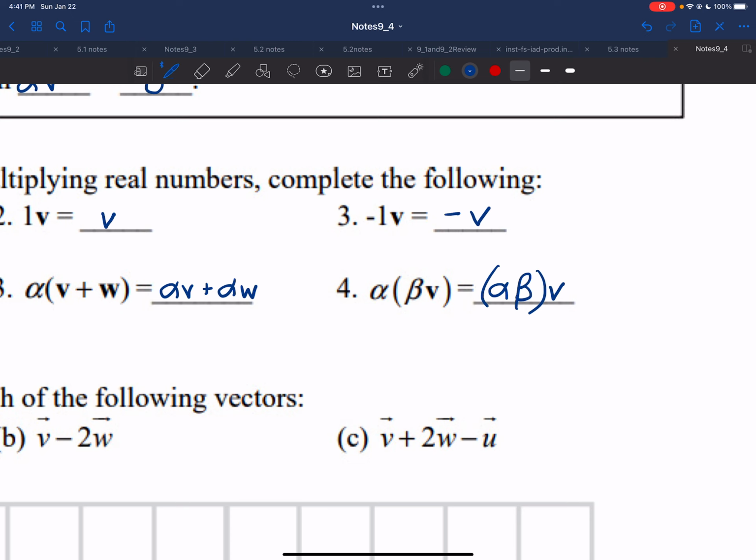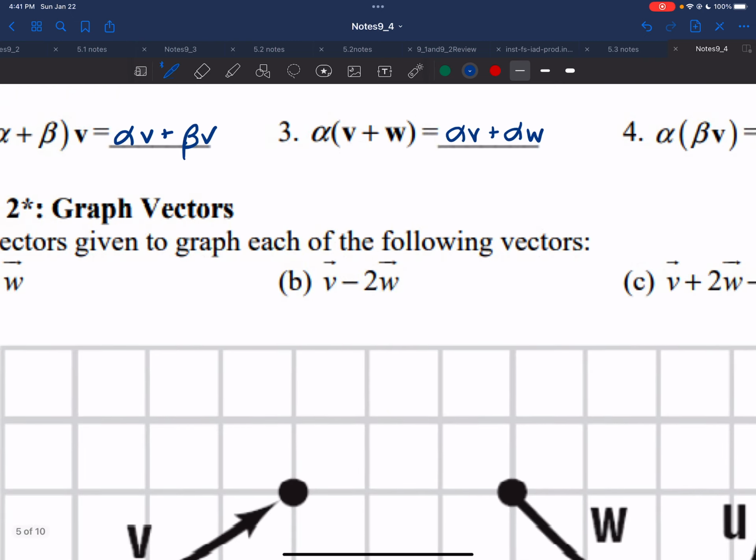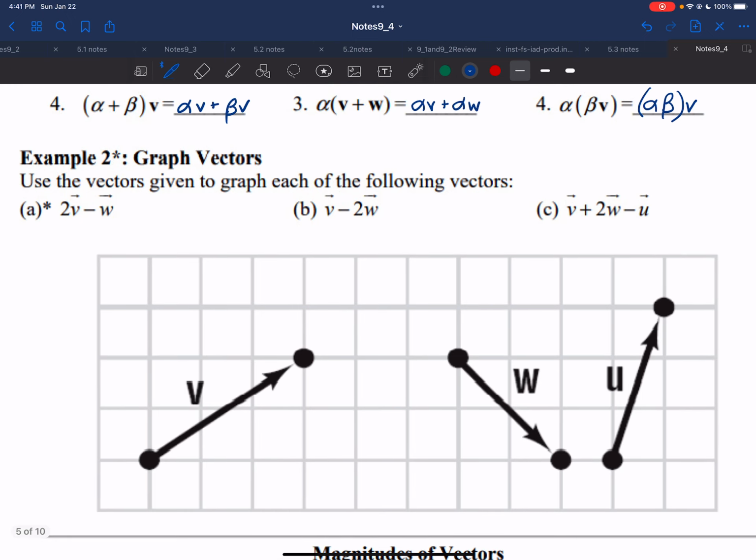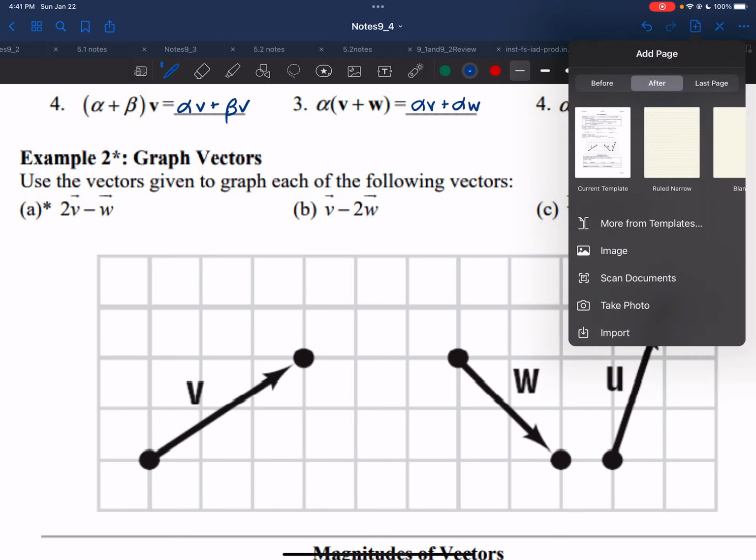Okay. All right, let's look at graphing the 2 vectors. So there are 3 items here. It's going to be a little bit difficult to do this exactly, but we will do what we can to make it work. Okay, so I'm going to add a piece of graph paper. So squared paper, let's do that.